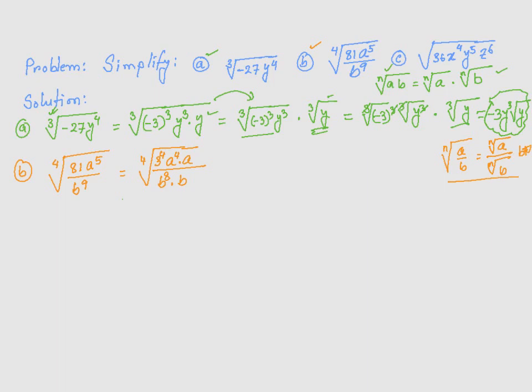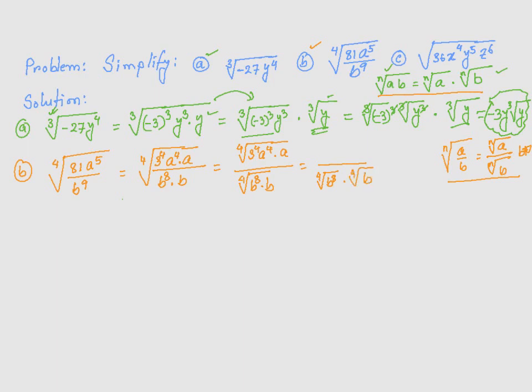Okay, so this is the quotient rule or division rule for radicals. Now I'm going to use that to simplify this further to the fourth root of 3 to the power 4 a to the power 4 times a, divided by the fourth root of b to the power 8 times b. Now I can further simplify it by using this rule: nth root of ab is equal to nth root of a times nth root of b. The denominator is going to give me the fourth root of b to the power 8 times the fourth root of b.